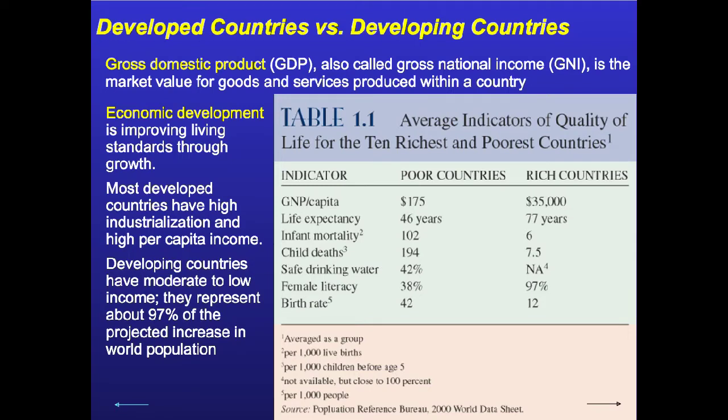Economic development is improving living standards throughout growth. Most developed countries have high industrialization and high per capita income. Developing countries have moderate to low income, and they represent about 97% of the projected increase in the world population.